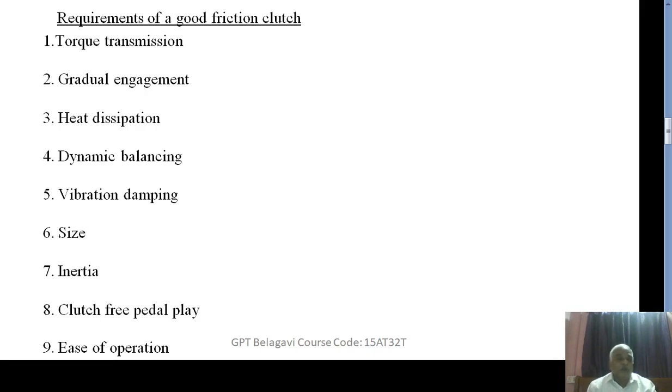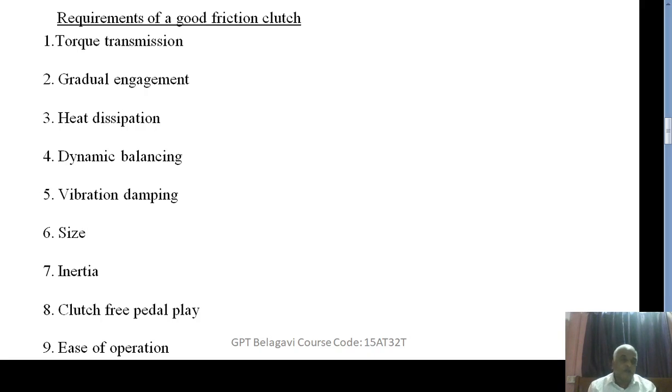Therefore, we can avoid unnecessary vibrations, we can avoid the noise, and even we can avoid damage to the clutch components. So if you use an unbalanced clutch unit in a motor vehicle, it leads to unwanted vibrations, and again it may damage the clutch components. Then there is unwanted noise also.